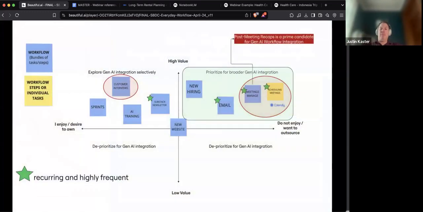Okay, so this is a little complicated, but this is how I think about the output in my mind. If you imagine this output as a 2x2, and you don't have to put it in a grid, there's things that are high value that I do not enjoy that I want to get rid of in the top right. And so these are all really good candidates for Gen AI integration, and maybe even to fully automate if you could do it, right? Because you don't like doing them and they take a lot of time.